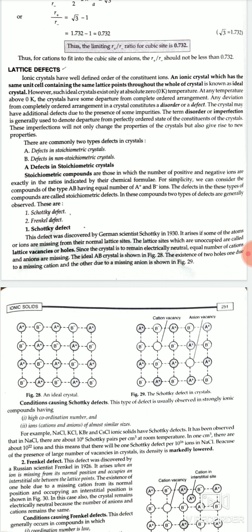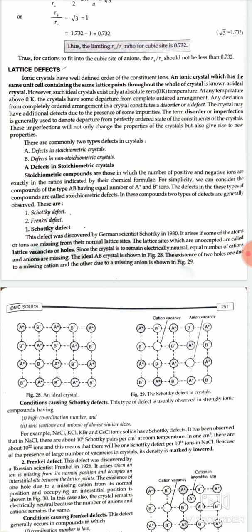The crystal may have additional defects due to the presence of some impurities. The term disorder or imperfection is generally used to denote departure from the perfectly ordered state of the constituents of the crystals. These imperfections will not only change the properties of the crystals but also give rise to new properties. There are commonly two types of defects in crystals. A, defects in stoichiometric crystals. Second, defects in non-stoichiometric crystals.